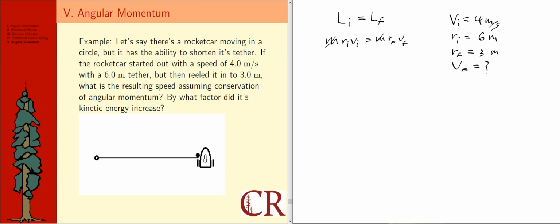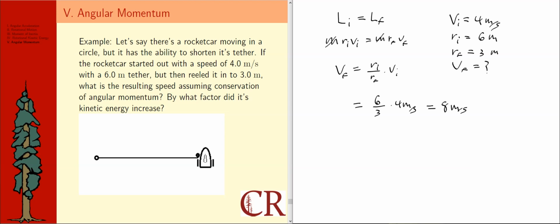So if I isolate v final by dividing both sides by r sub f, I could write that as an expression: r i over r f multiplied by v sub i. That would be 6 meters divided by 3 meters. The meters would cancel, so I'm not even going to write them, times the 4 meters per second. I predicted it would speed up, and it's going to speed up by a factor of 2, because 6 over 3 is 2, times 4 is equal to 8 meters per second.